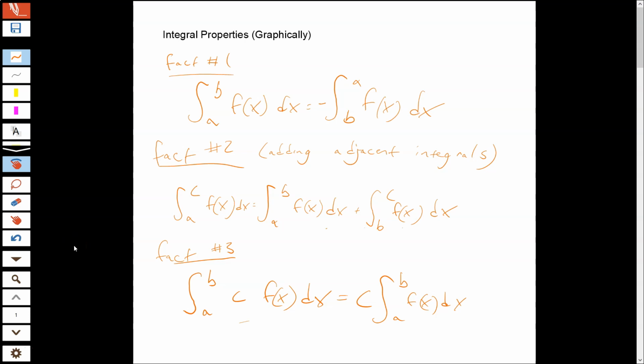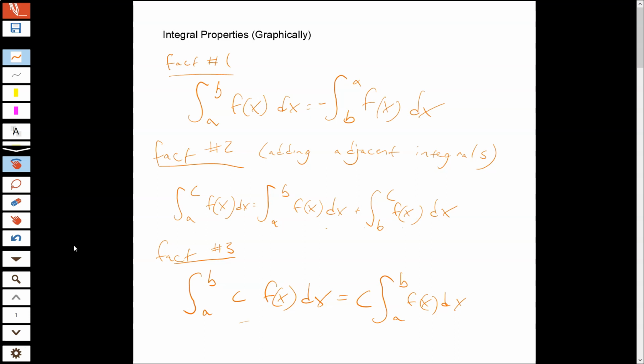Okay, folks, in this lesson, we're going to continue to work on the properties of integrals we began to study in the last lesson. So I've brought our three facts back. You can call these rules or facts or whatever you want. Just make sure you have all three of these in your notes if you don't already.